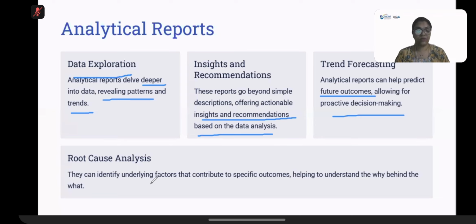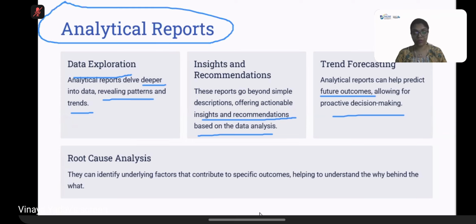Root cause. Now, root cause analysis is a key component of this analytical report, because it will identify the cause of problem, performance issues. For example, if there is a declining customer satisfaction, why? What are the reasons? Whether there is a delay in product delivery is the main cause. So you will identify that. Take corrective actions. Okay, clear?